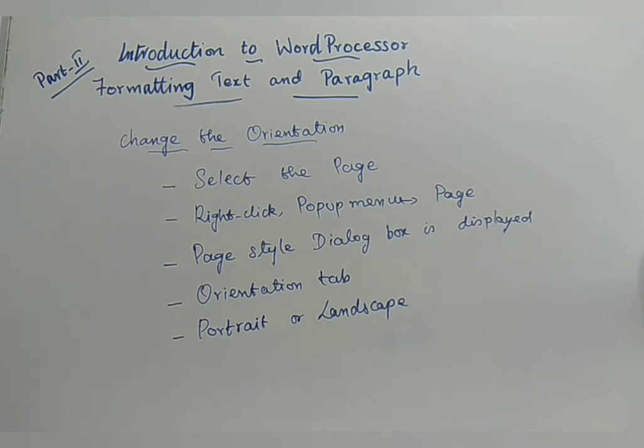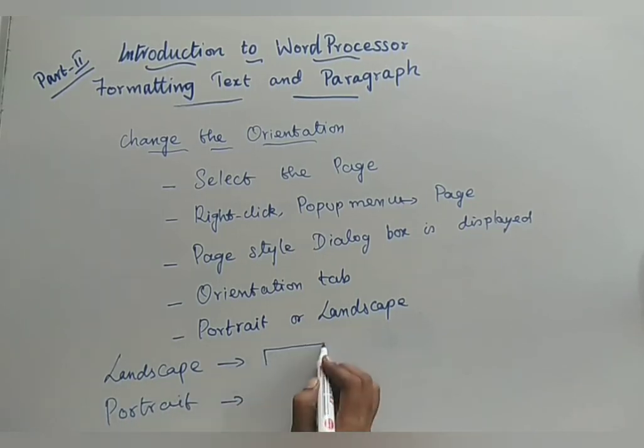So clear with the topic? Let me repeat everything. First, what is orientation? Page orientation refers to how the document will be displayed on the screen and how it will be printed for you. You have two types: the first one is landscape, and the next one is portrait. This is your landscape, and this is your portrait.